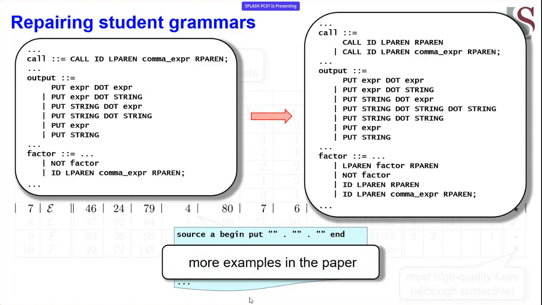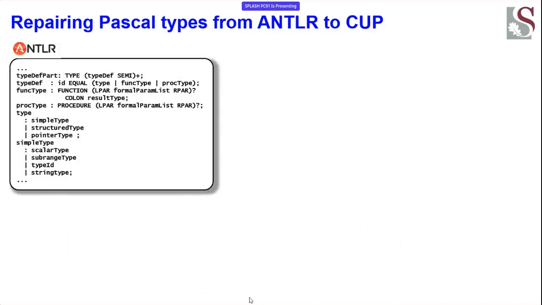There are more examples in the paper, or in Moketsi's thesis, if you're interested. For a second example, we looked at larger grammars. We looked at Pascal grammars that were written in ANTLR and CUP. These were supposed to actually describe the same language, but they don't.